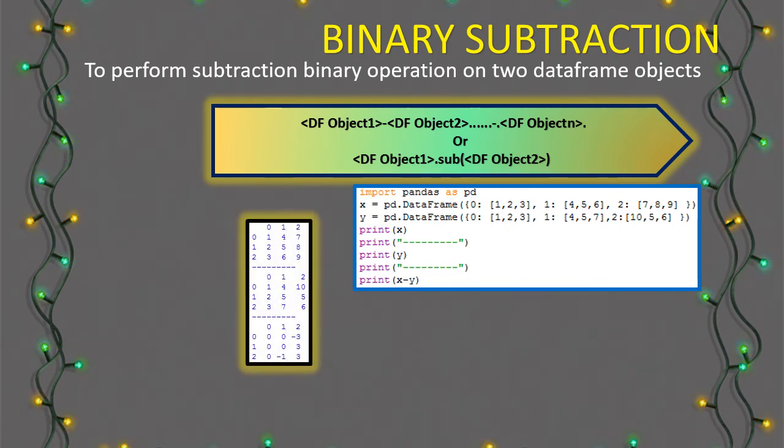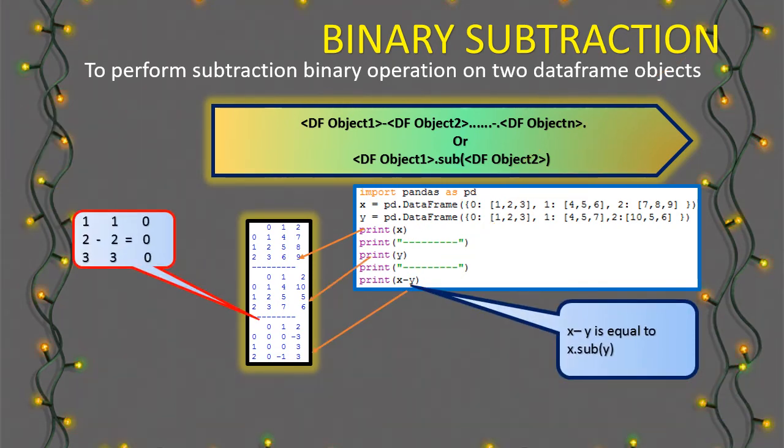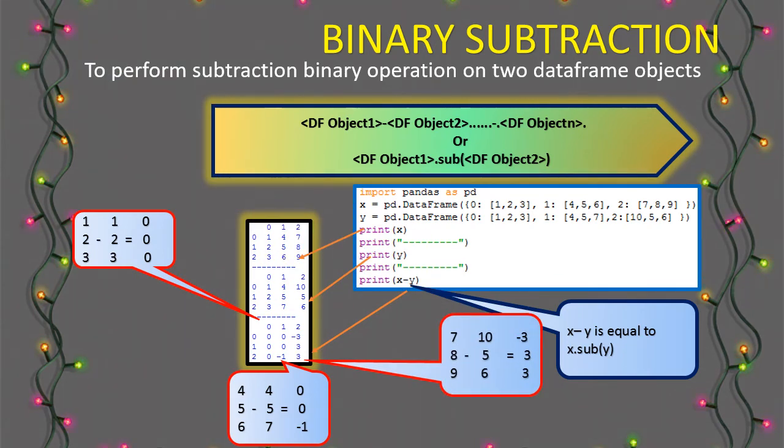So see here, the x and y data frame values are subtracted and the result is displayed. The default axis is column, so column-wise data are subtracted. X first column and y first column are subtracted. Next, x second column and y second column are both subtracted, and then likewise the third column is also subtracted.